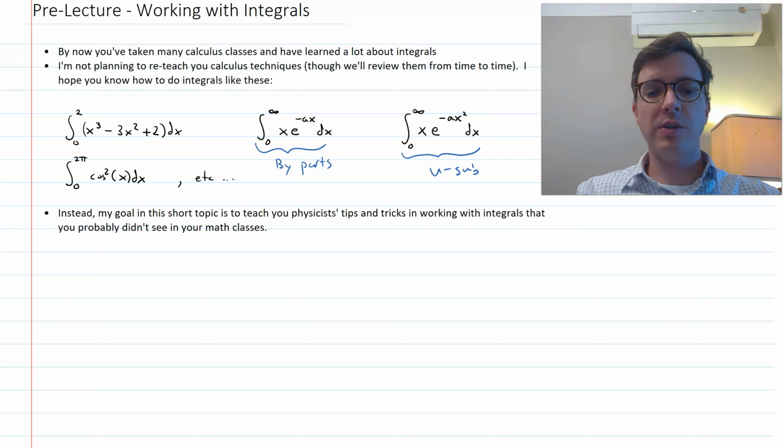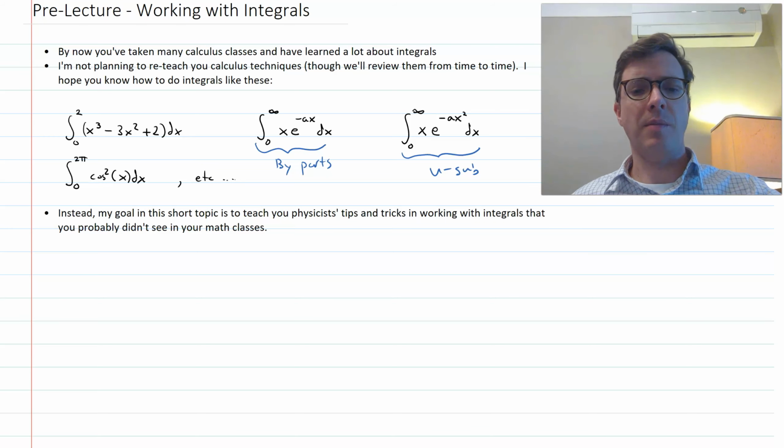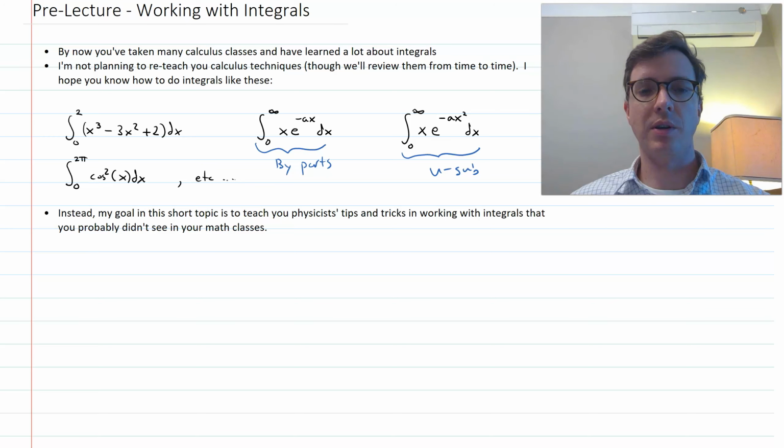Instead, what I want to do today is to give you a sense of some additional steps that physicists do when they're attacking an integral. So I want to teach you some tips and tricks in the way that a physicist looks at an integral. You probably didn't learn these things in math class because physicists have additional tools at our disposal that math doesn't have. So that's what I want to get started with right now.